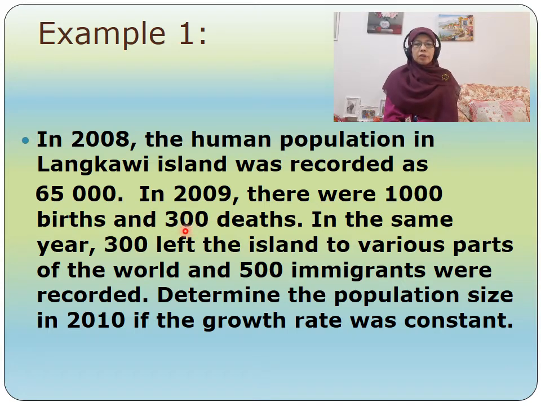And 300 left the island, which means the movement of individuals out of the population, so that is the emigration. So the emigration rate is 300 over 65,000. And the last one is the immigration rate. Immigrants recorded is 500, so the immigration rate is 500 divided by 65,000.